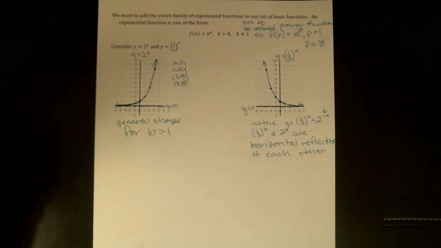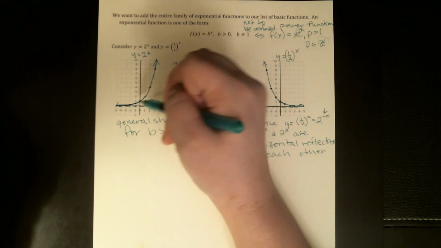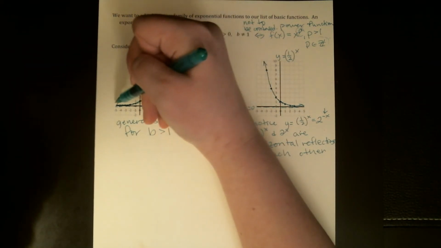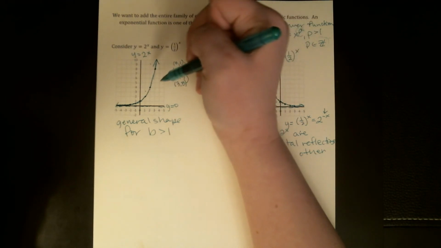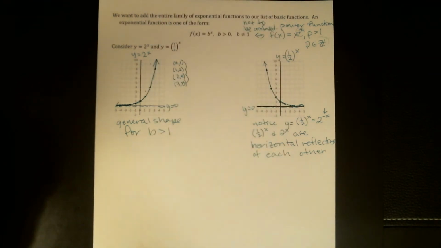The closer b is to 1, the less steep it will be in quadrant 1. And it is actually a little bit bigger in quadrant 2. The bigger that b is, the steeper it will be in quadrant 1, and the flatter it will be in quadrant 2.